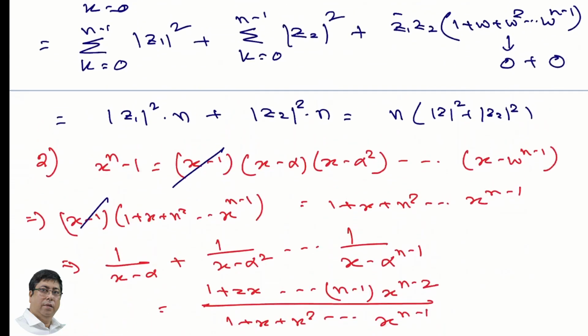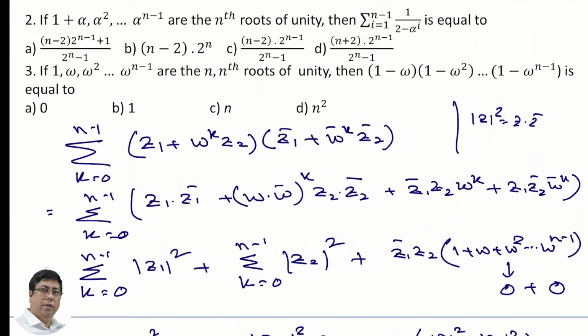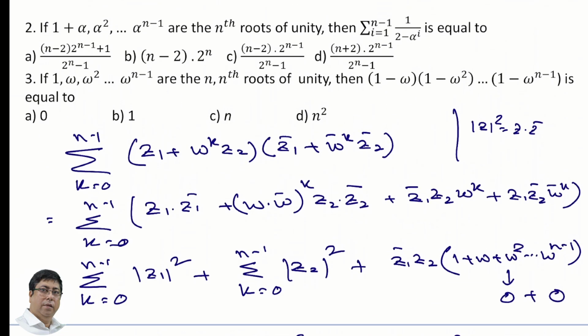So, is there any option here? What is coming here? (n minus 2) into 2 to the power n minus 1, plus 1, divided by 2 to the power n minus 1. So, plus 1 is where? It is the first option. It is the first option.